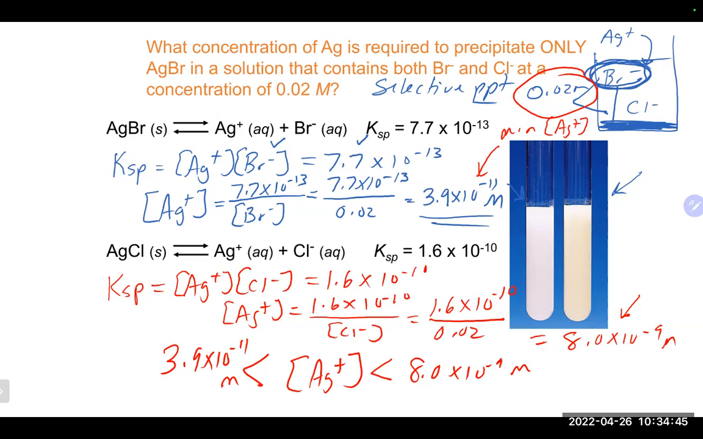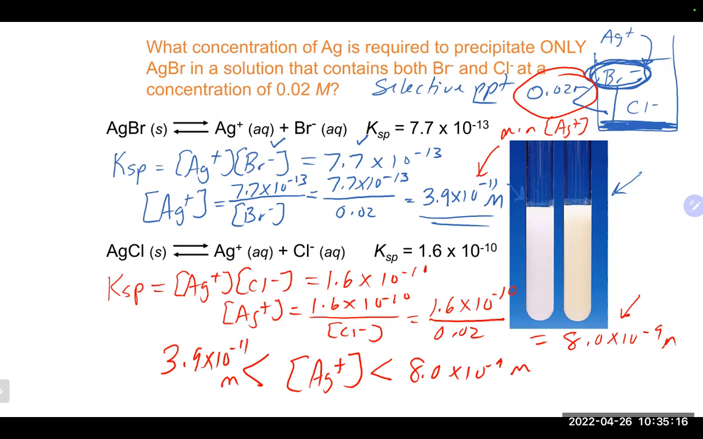It should be enough. So at that point, if you were doing this, you would want to keep adding it until you didn't see any more solid come out, as long as you're again below that 8 times 10 to the minus 9 number. At that point, you then could increase the concentration above 8 times 10 to the minus 9, and that should be enough to start to get the silver chloride to come out. Again, anything below 8 times 10 to the minus 9 would not be enough silver to actually see the precipitate form. So you've got to get to that level.